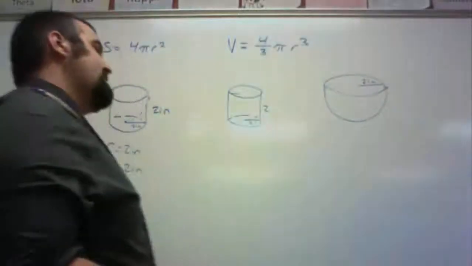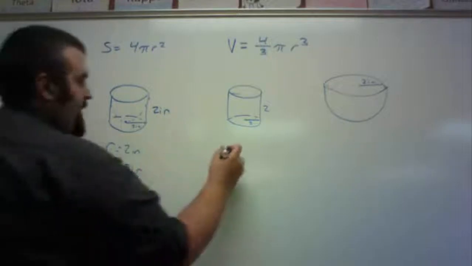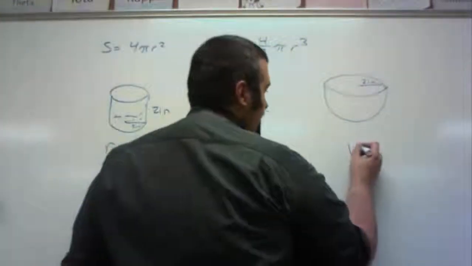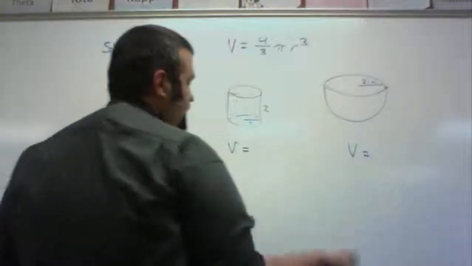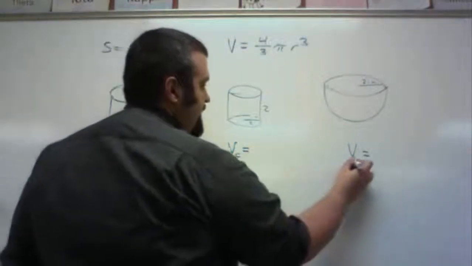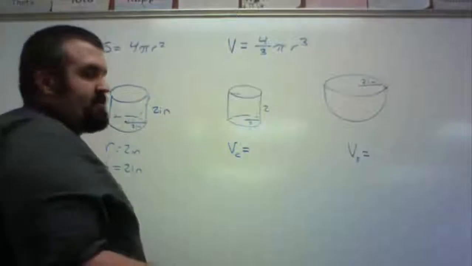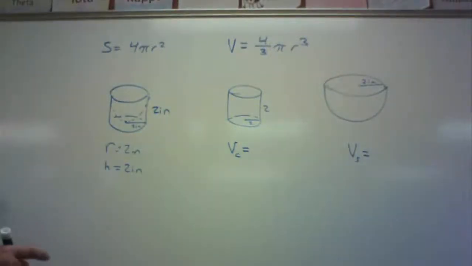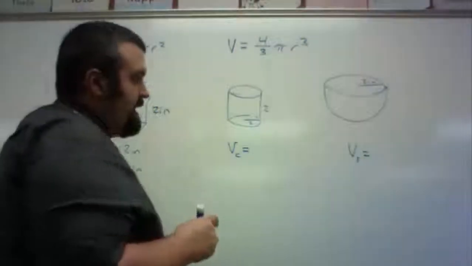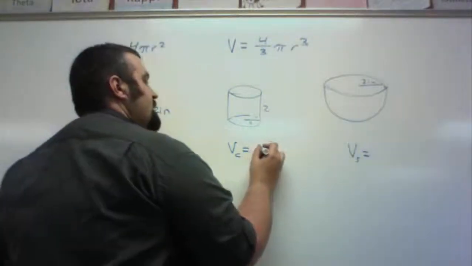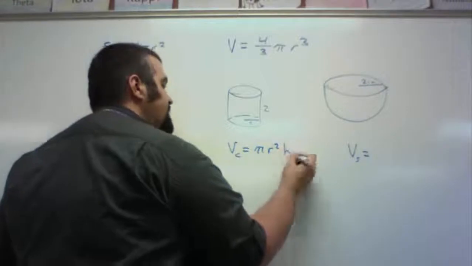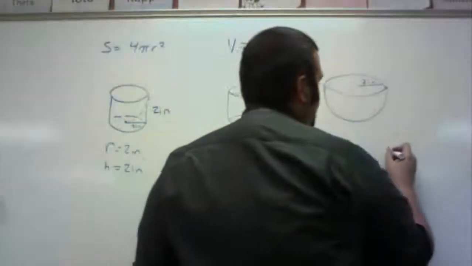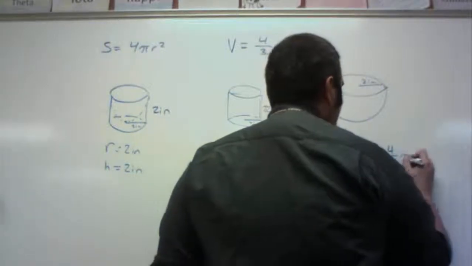And what I want to basically do is find the volume of this, and find the volume of this, and what I'm going to eventually do is take the volume of the cylinder and the volume of the sphere, and subtract them. So, the way to find the volume of the cylinder, if I remember correctly, is pi r squared h. And the way to find the volume of a sphere is 4/3 pi r cubed.